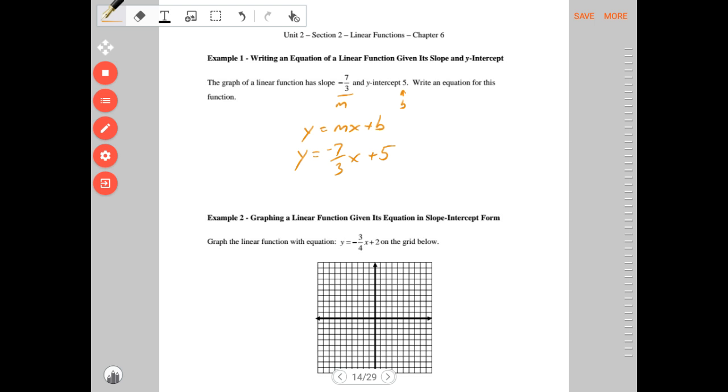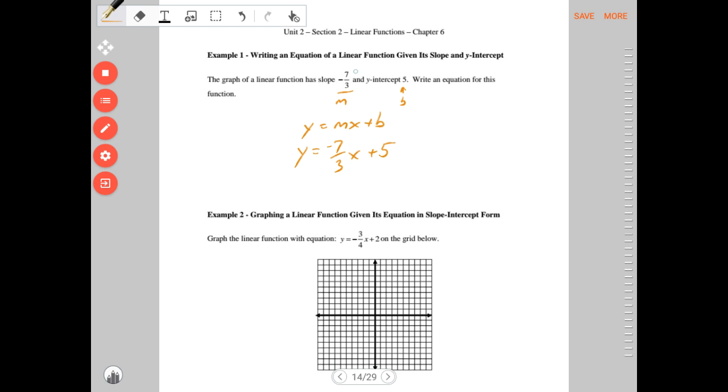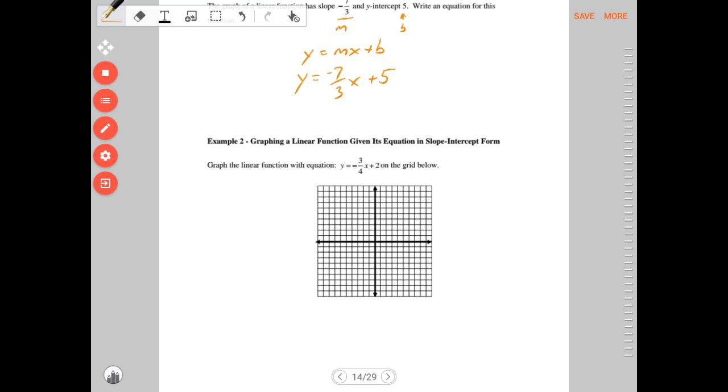Now you guys can see what's coming here. If I give you 2 points, you can figure out the slope between them, and then I might not give you the y-intercept, but we can do some algebra to figure out what the y-intercept would be. We'll get there. So example 2: graphing a linear function given its equation in slope-intercept form.